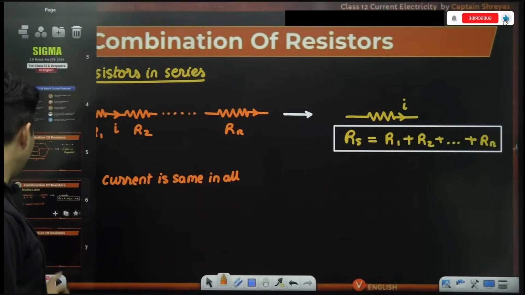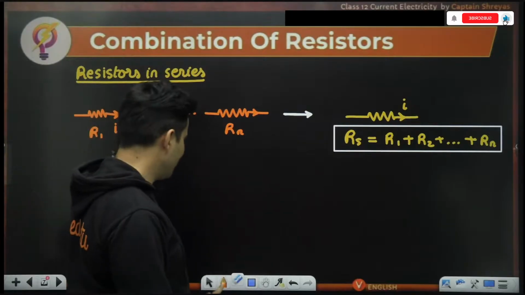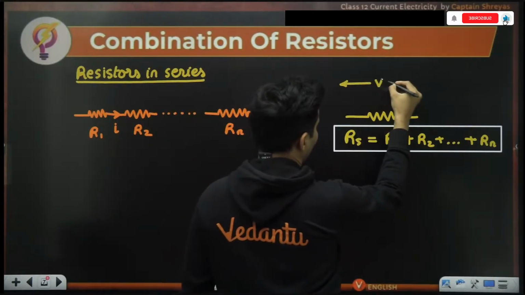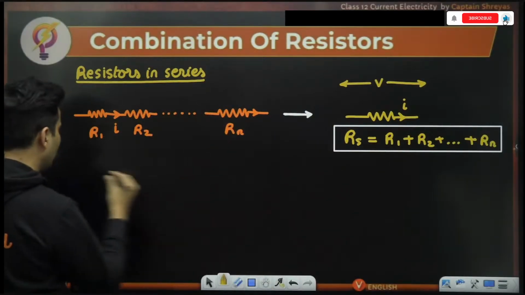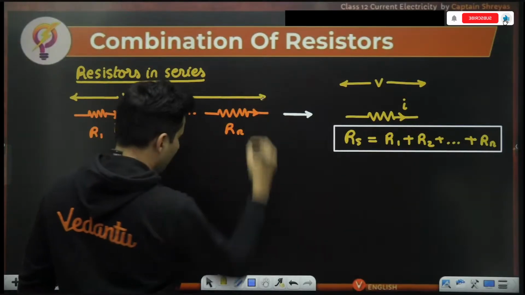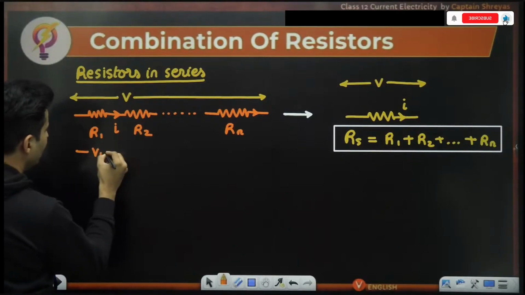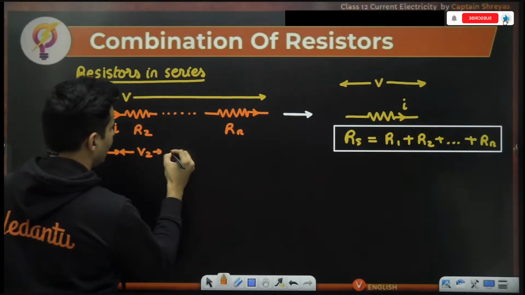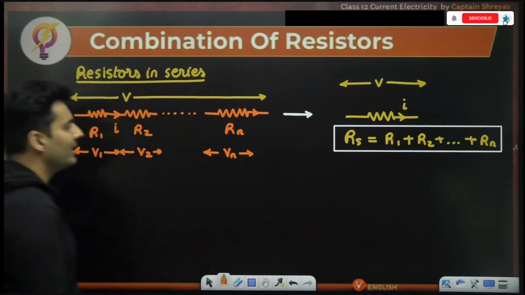But what is not the same is very obvious now. It is the voltage. So if this is the voltage V across the equivalent resistance, it is also the total voltage across the entire set of resistors. But if you take an individual resistance, like say for example this one, it might have voltage V1, this might have some voltage V2, and so on and so forth. The last resistance might have a voltage of Vn.